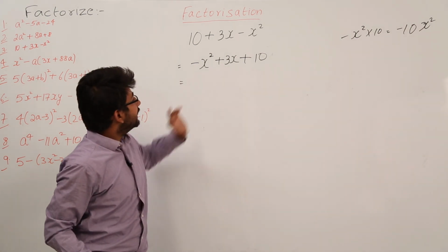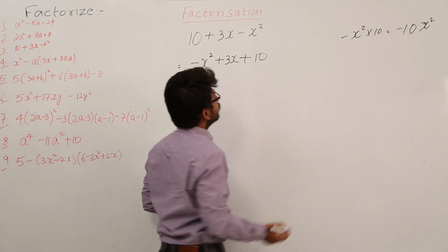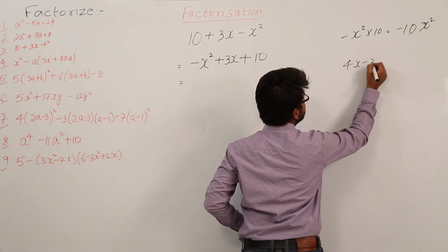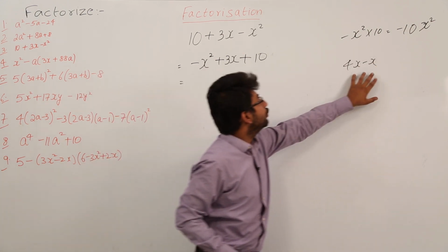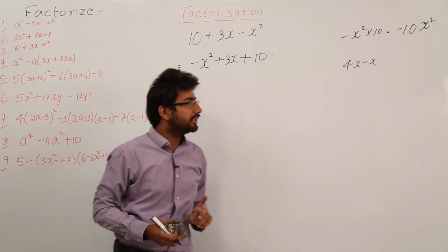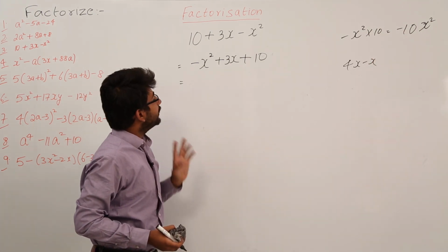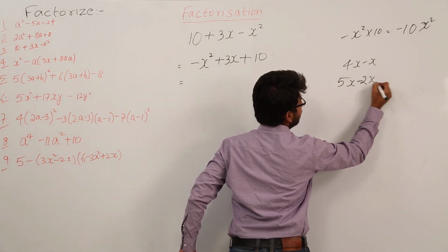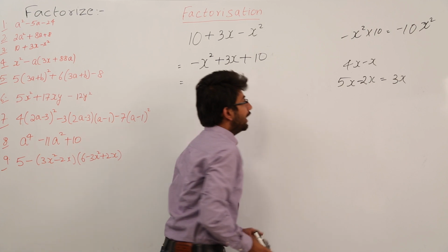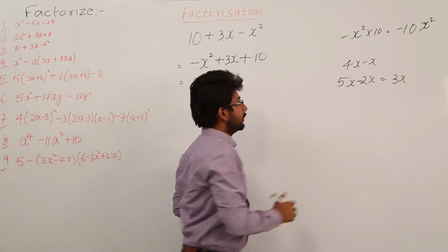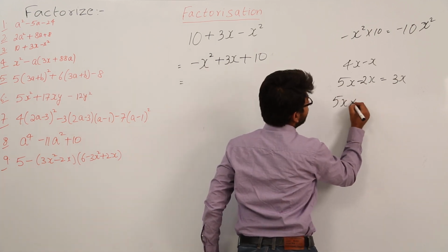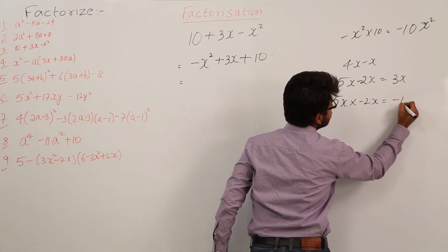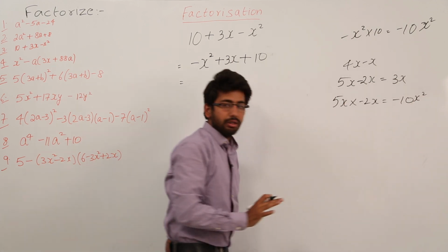Now 3x can be written as 4x minus x, but again they won't give us this product which is minus 10x square. Also 3x can be written as 5x minus 2x, right, which is equal to 3x, and when they are multiplied together, which is 5x when multiplied with 2x will give us minus 10x square, right?